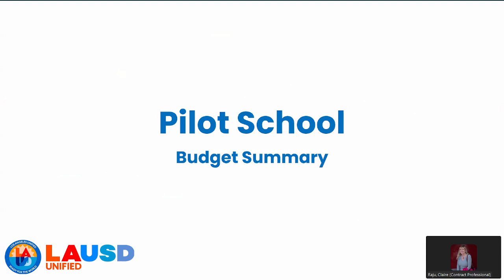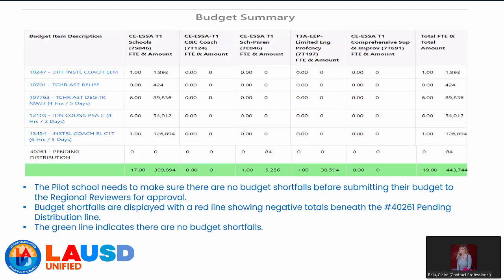And now I'll show you the pilot school budget summary. So the pilot schools need to make sure that there are no budget shortfalls before they submit their budget to the region reviewers for approval. The budget shortfalls are displayed with a red line that shows negative totals beneath your 40261 pending distribution line. This green bar here indicates that you don't have any budget shortfalls.